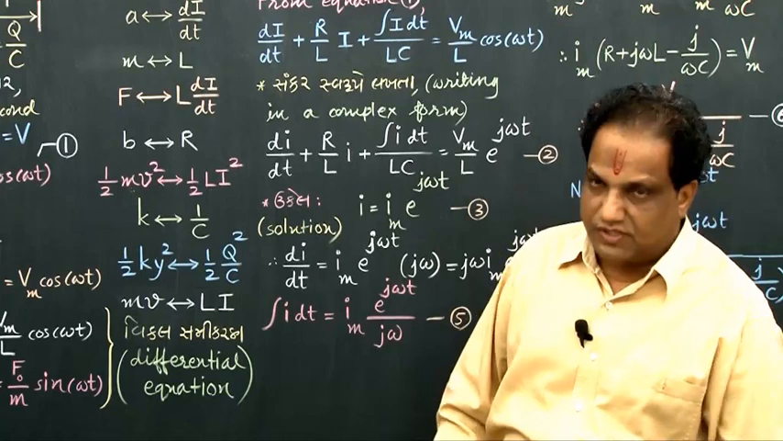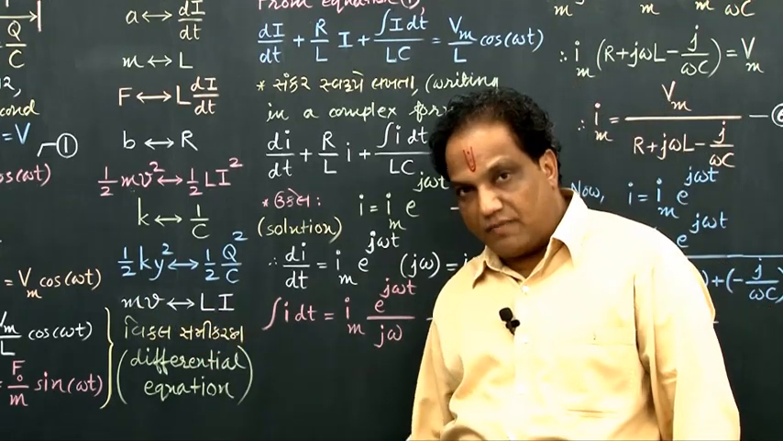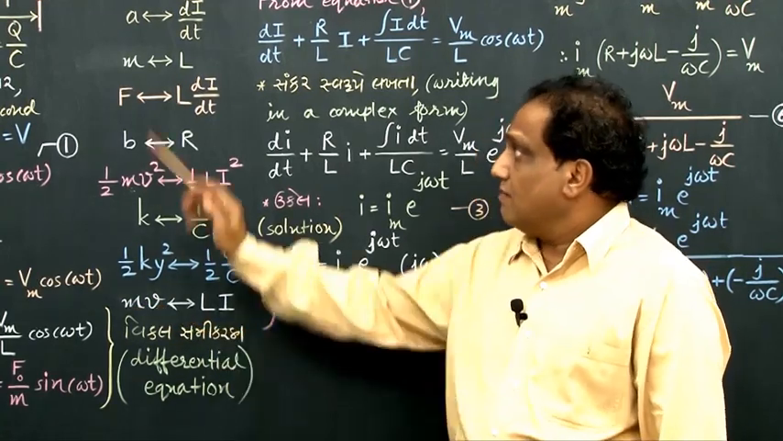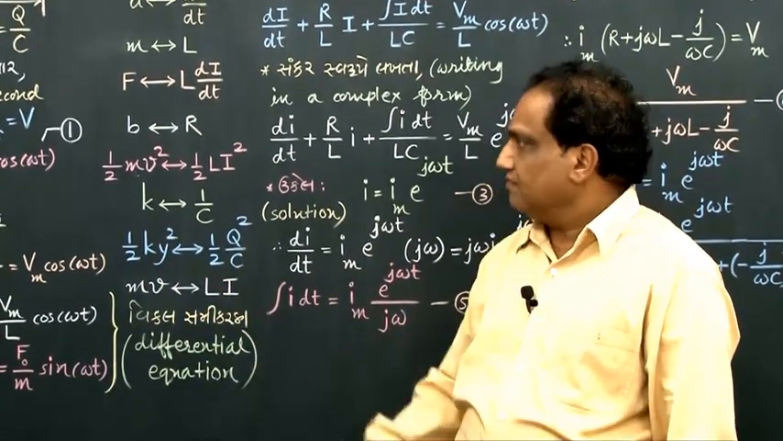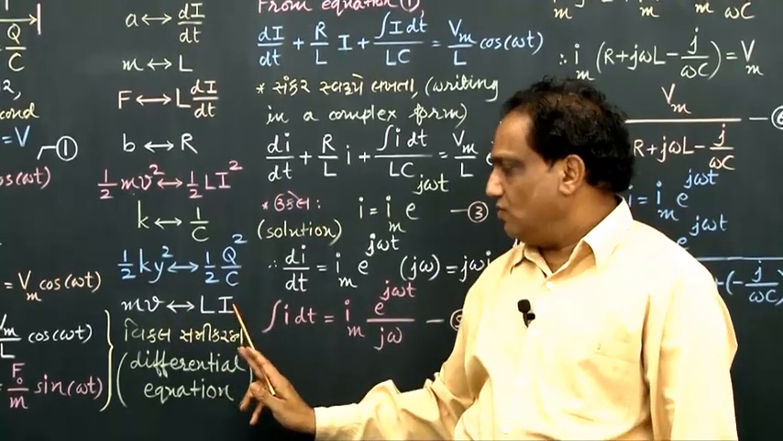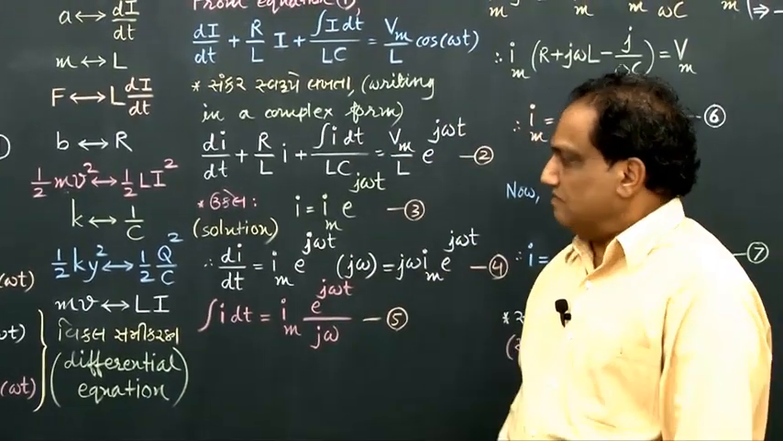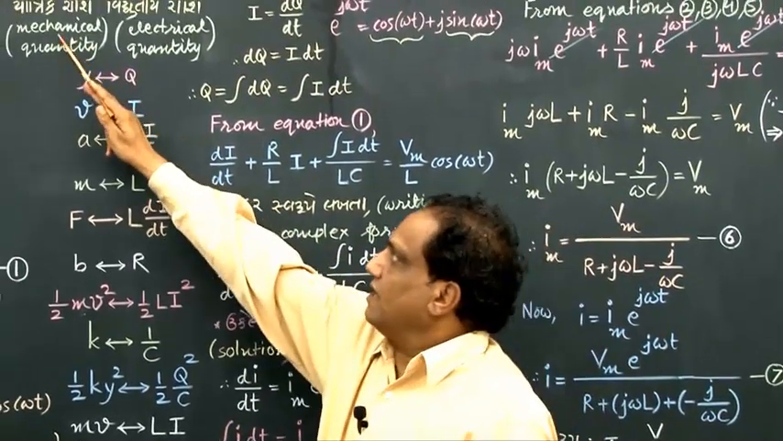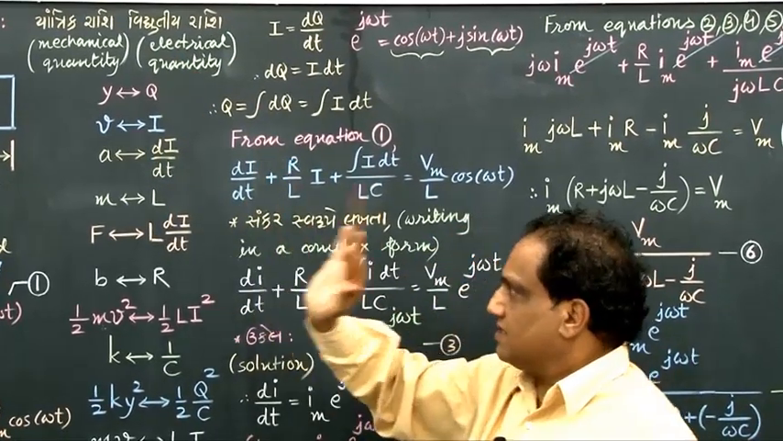Suppose I want to find a quantity similar to momentum in mechanics. In mechanics, what is momentum? Mass into velocity. But mass is similar to inductance, and velocity is similar to current. Fine. This is the list of mechanical and corresponding, or analogous, electrical quantities.